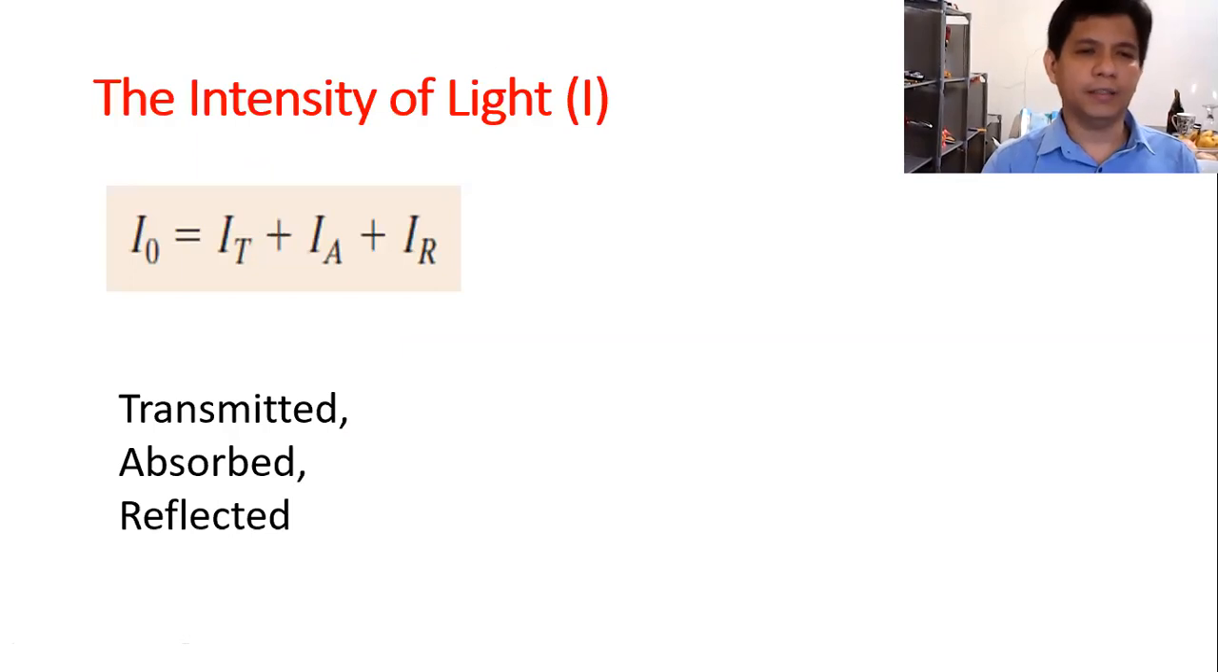I is the intensity of light. So, I hope you still remember this. The total intensity of light, I sub O, is equal to the intensity transmitted, the part that passed through the material, plus the intensity absorbed by the material, and then the reflected. So, I sub T plus I sub A plus I sub R is equal to the total intensity of light. When light hits a material, some is transmitted, some is absorbed, and some is reflected. That's all the equation means.